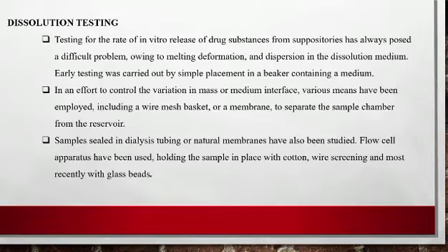Here, first we have to fill the dissolution vessel with a suitable medium. Usually we fill it with a phosphate buffer of pH around 7.4. Next, we have to maintain the temperature of the water bath at 37 plus or minus 0.5 degrees Celsius. We have to place the suppository in the basket or holder to avoid floating of the suppository. We have to rotate the apparatus at a specified speed of 50 to 100 rpm.